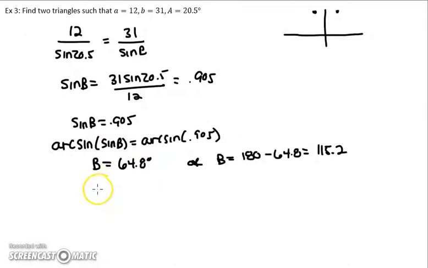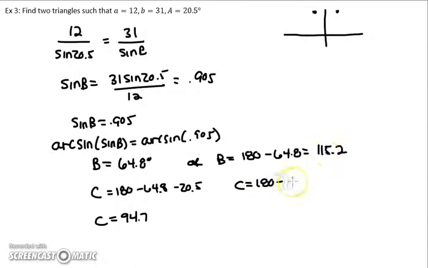So now we can figure out angle C. So if we're doing this one, angle C is going to be 180 minus 64.8, not just minus 64.8, sorry. And then we also have to subtract the other angle, 20.5. Right, we got to subtract the other two angles from 180. And that's going to give us 94.7. And on this side, we're going to say C is equal to 180 minus our 115.2 minus our 20.5 from angle A, and C is going to be equal to 44.3 degrees.